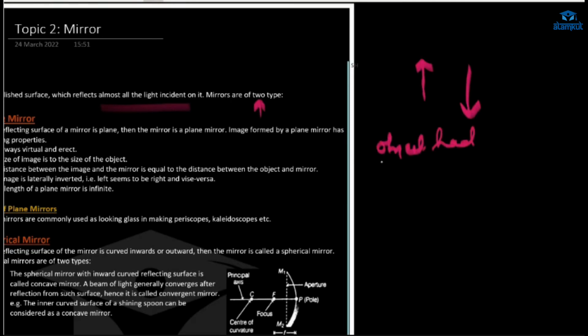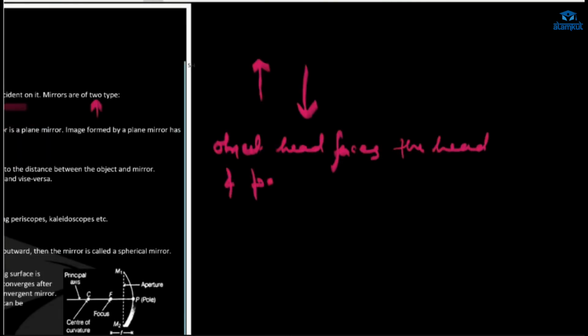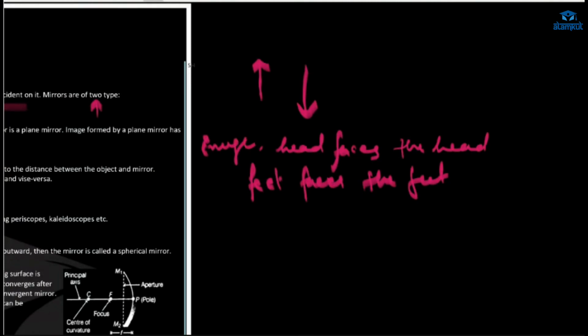When the object's head faces the head and toe faces the toe, or you say feet, whatever, feet faces the feet. Okay, the object, not the image. When we see that the image's head faces the head and feet faces the feet, then we say that the image is erect. And whenever the image is erect, it is necessary that the image will be virtual.